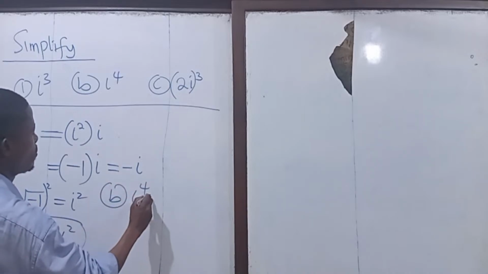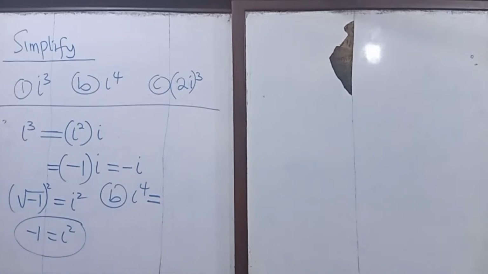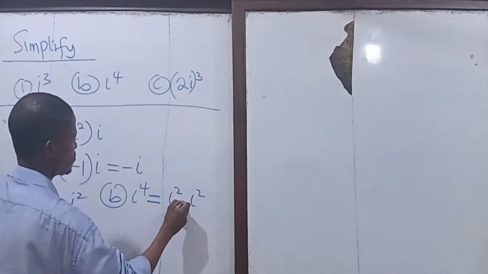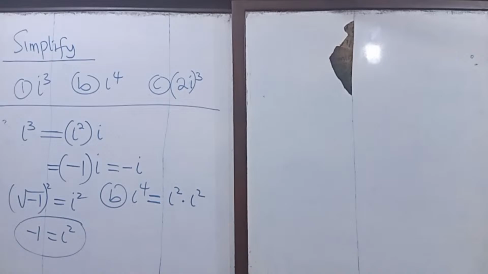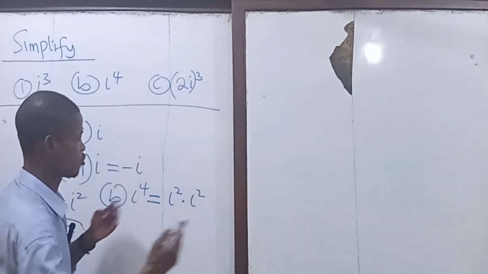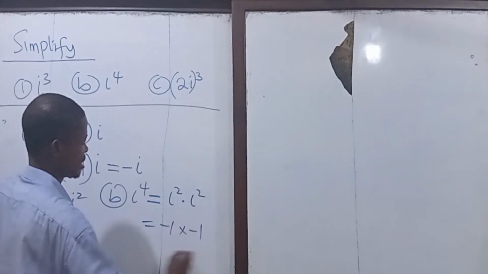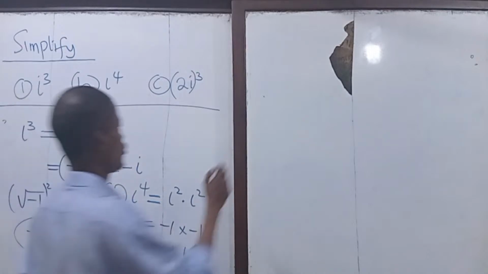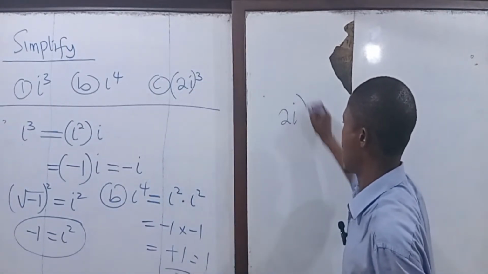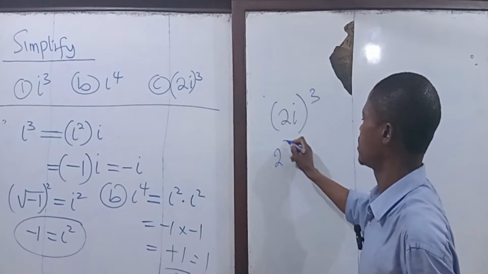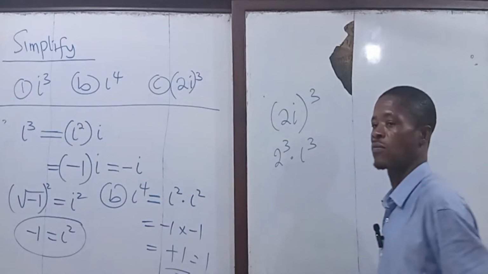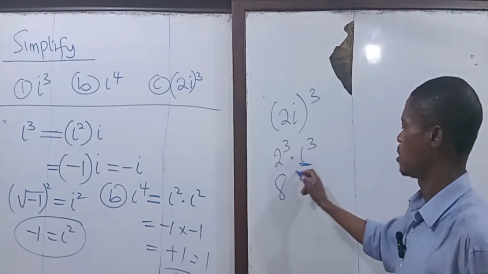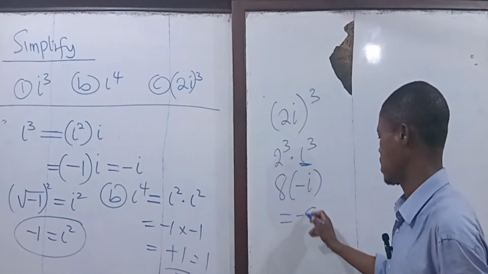i to power 4. i to power 4 will be equal to i squared and then i squared. Okay, we're going to split into two parts. This one split into two parts. And that'll be minus 1 times what? Times minus 1. And that's plus 1, or you say 1. Okay? And the final one, 2i to power 3 implies 2 to power 3 times what? i to power 3. Okay, and that will be 8 times what? This i cubed, we've gotten the value as what? As minus i, and that will be minus 8i.